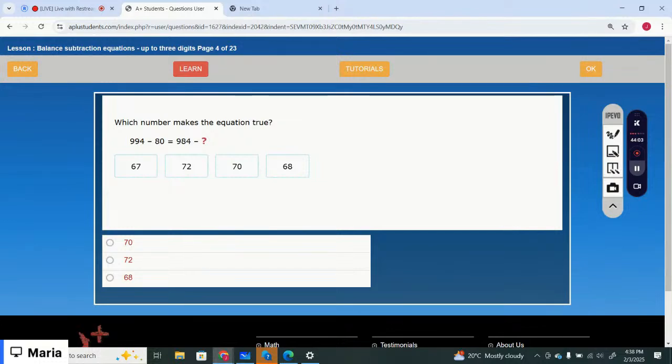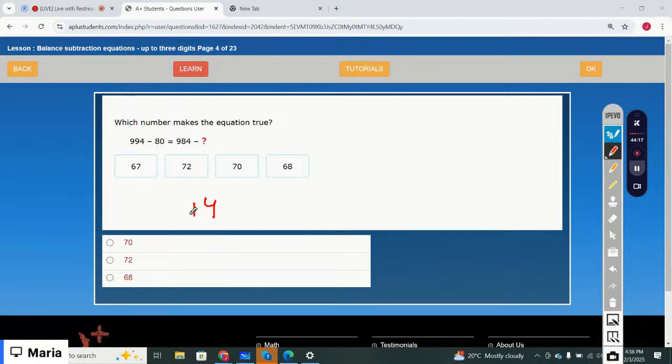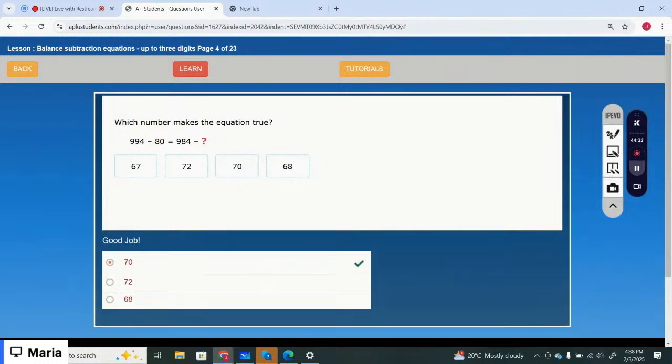Which number makes the equation true? 994 minus 80 equals 984 minus the missing number. 994 minus 80 is, 4 minus 0 is 4, 9 minus 8 is 1, that is 914. So 984 minus 70 is 914. The correct option is 70.